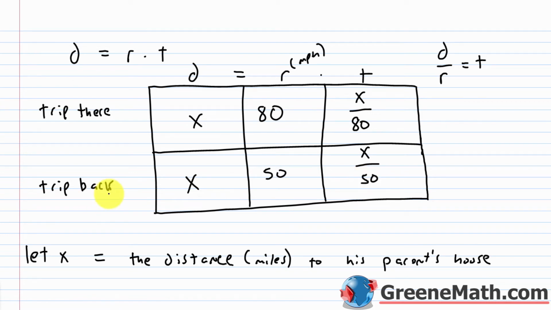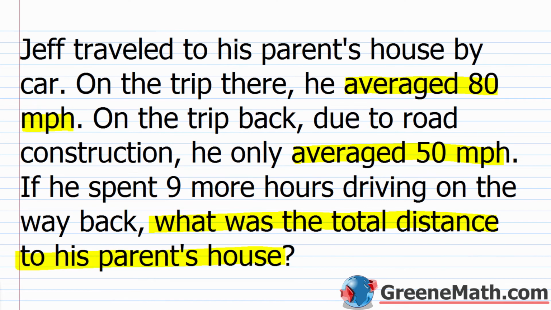Now, how do we set up an equation? The times are not equal like they were in the last problem. We can't say this is equal to this. It's not that straightforward here. We have to read back through the problem and think about this.